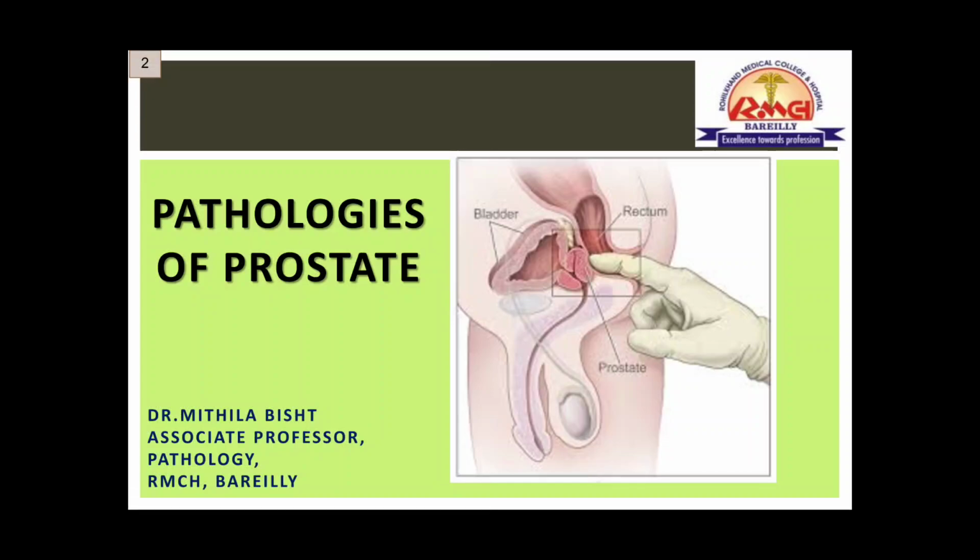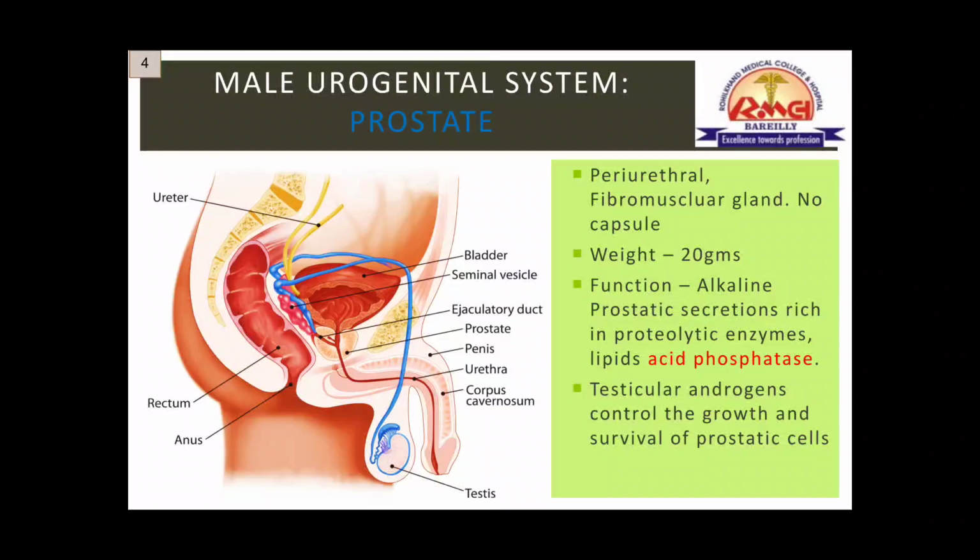Hello and welcome everyone. Today I'll be talking about pathologies of the prostate. Prostate is an important organ of the male urogenital system. It is located below the urinary bladder and it is periurethral in location. The urethra it encloses is known as prostatic urethra.